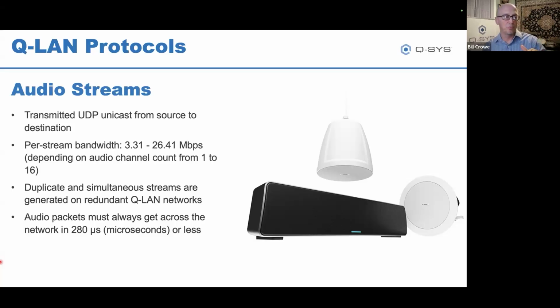So if you look at those per stream bandwidth amounts there, you may very well think that a 100 base T network would be plenty enough for the audio channels for a particular project. And while that may provide the bandwidth, you also need to keep in mind that that 100 base T network is likely not going to be able to support that 280 microseconds that we need to be able to have this data traverse your network.